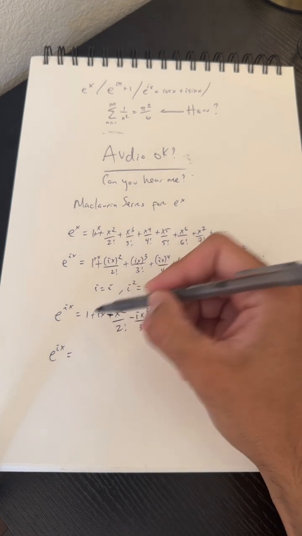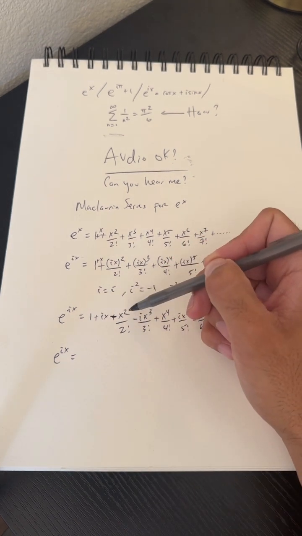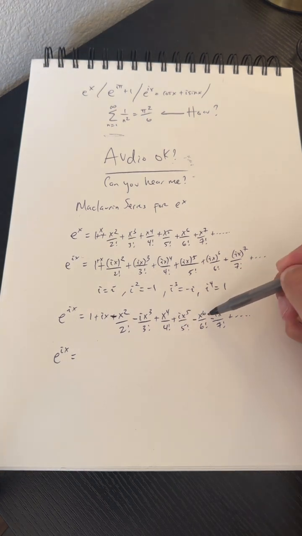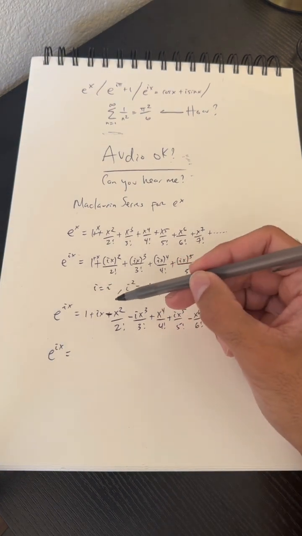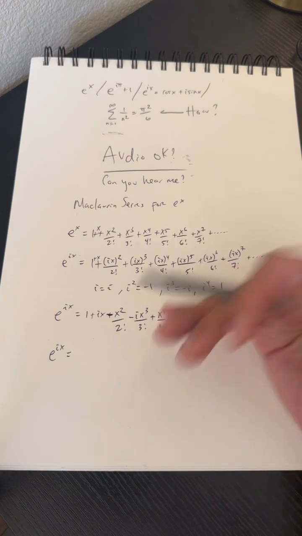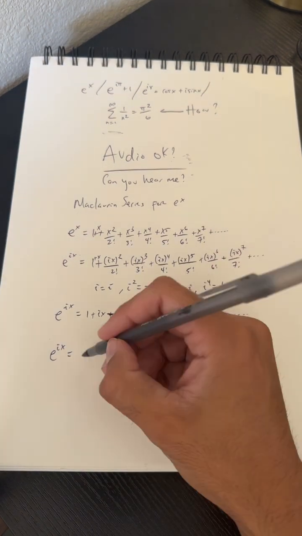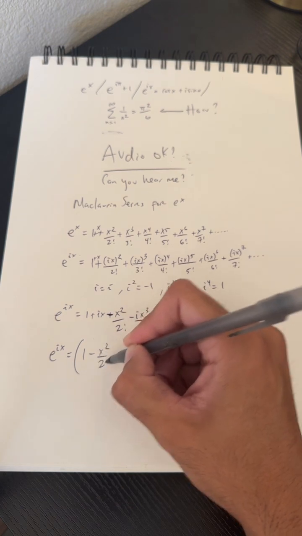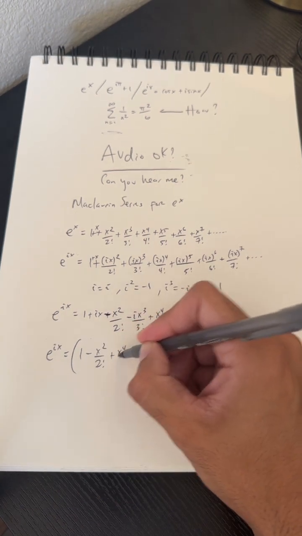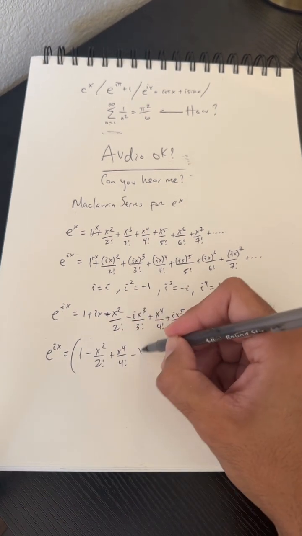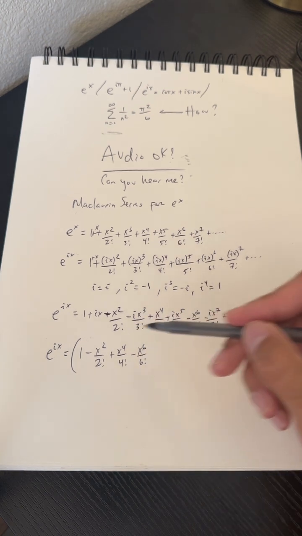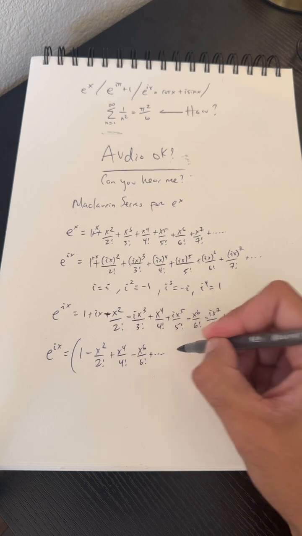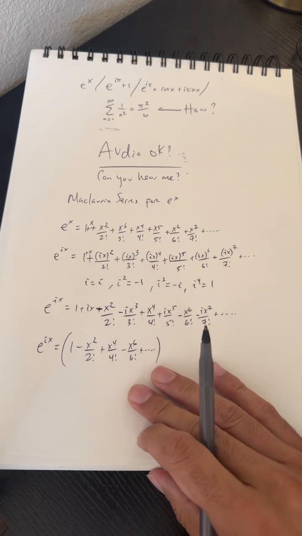So in this case, you'll notice we have the 1, the negative x squared over 2 factorial, and then we have the x to the 4th over 4 factorial, and then the x to the 6th. So all the ones that have an even power do not have an imaginary part. So if I group these together, I have 1 minus x squared over 2 factorial plus x to the 4th over 4 factorial minus x to the 6th over 6 factorial. And you will continue that process. All the even powers do not have an imaginary part. So I can group those together.